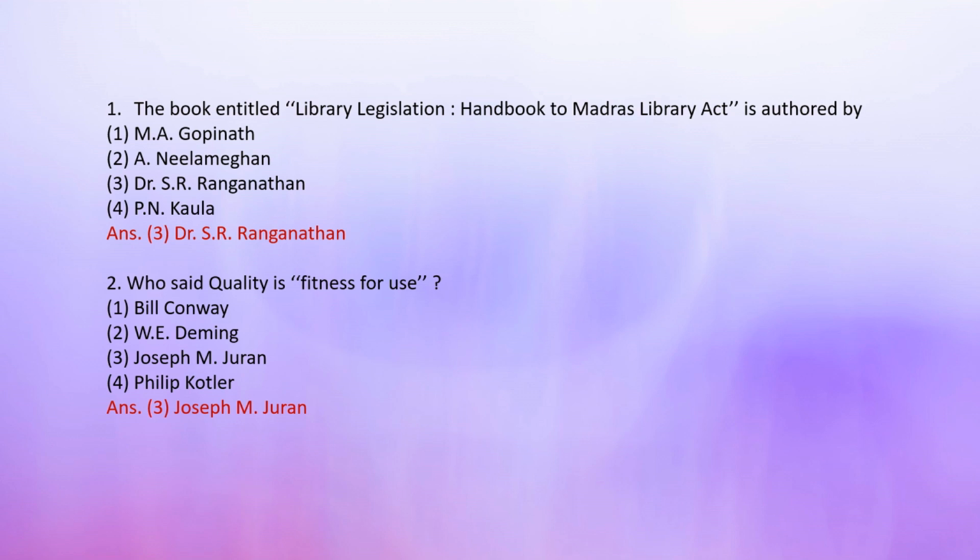Number 2, who said quality is fitness for use? Number 1, Bill Conway. Number 2, W.E. Deming. Number 3, Joseph M. Juran. And number 4, Philip Kotler. Correct answer is 3, Joseph M. Juran.